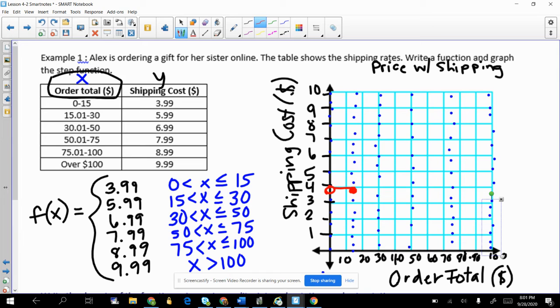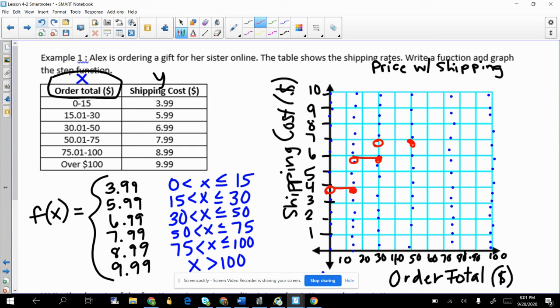Then $5.99, so right under 6, goes from 15 to 30, and it should have an open circle at 15 and a closed circle at 30. And then $6.99 goes from 30 to 50, and it should have an open circle at 30 and a closed circle at 50.